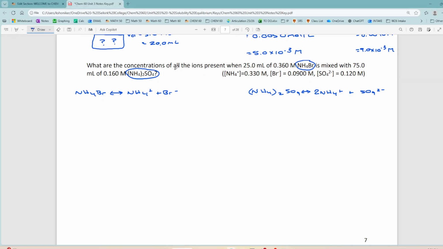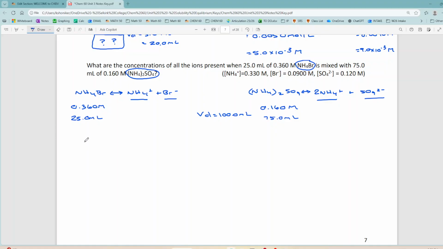Well, they want me to find the concentration of all the ions, so ammonium, bromide, ammonium, and sulfate, when 25 mLs of 0.360 molar ammonium bromide is mixed with 0.160 molar ammonium sulfate. We have 25 mLs of the ammonium bromide, and we have 75 mLs of the ammonium sulfate. So I know that my volume diluted is going to be 100 milliliters. And I want to find the concentration of all the ions present in solution.